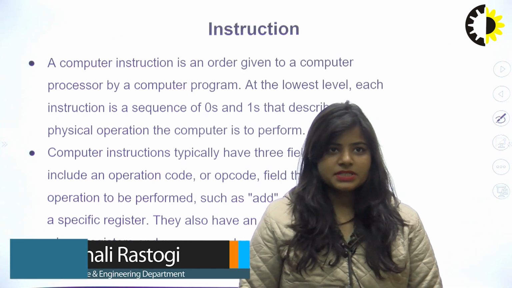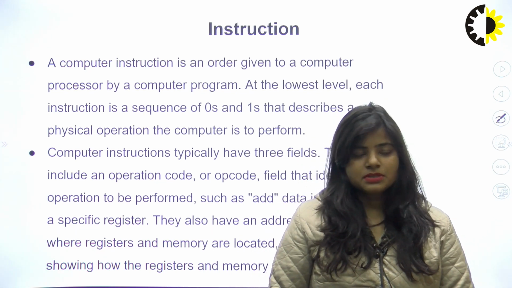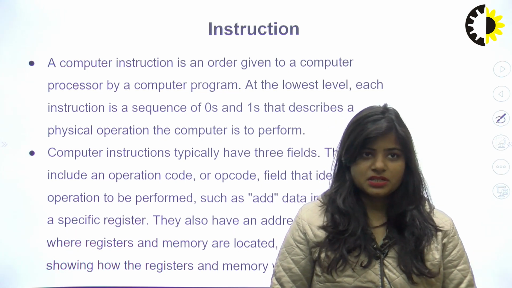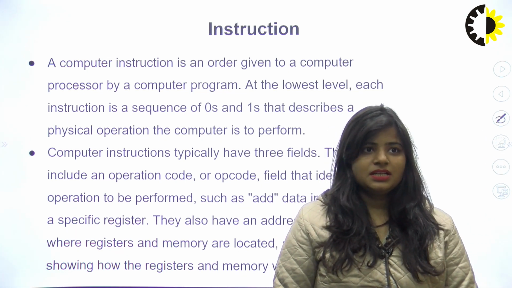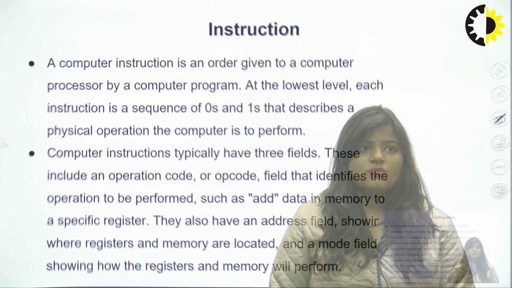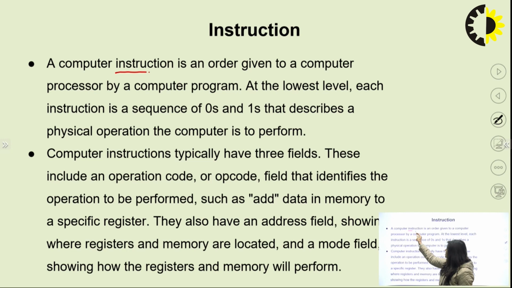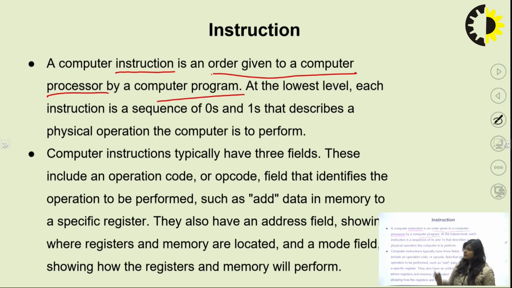First, we are going to understand what an instruction is. Before going with the format and types, we should know the proper definition of instruction. Basically, a computer instruction is an order given to a computer processor by a computer program. Whenever we execute any program, it is always a combination of many instructions, and they should be in an ordered format.